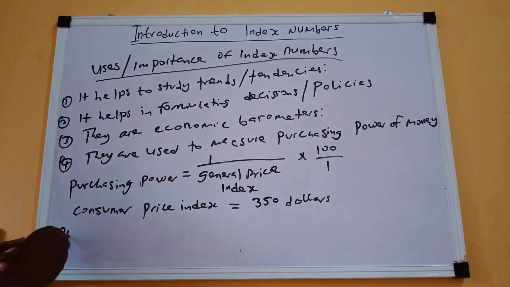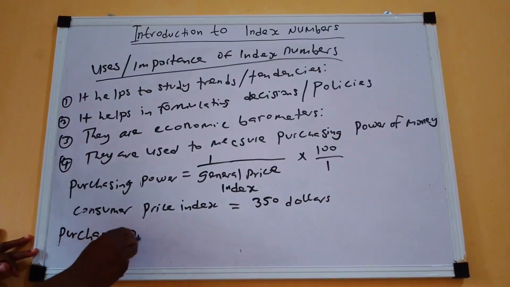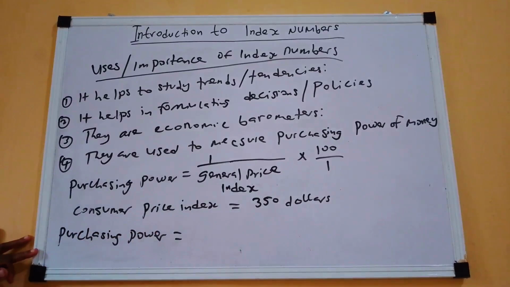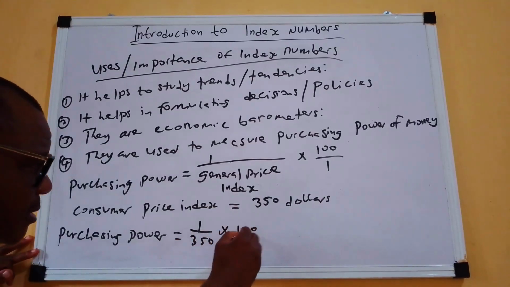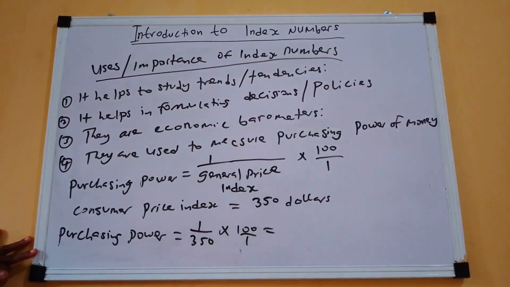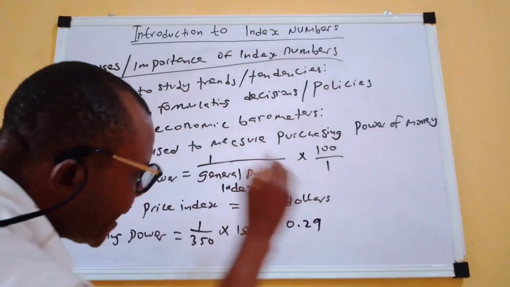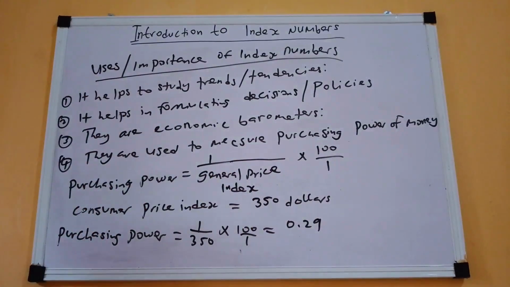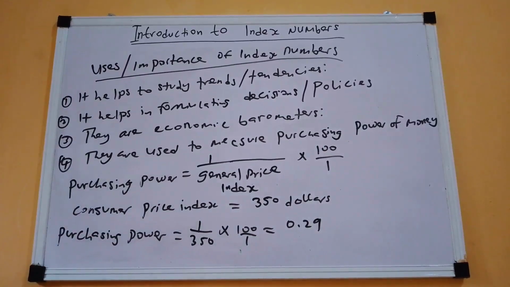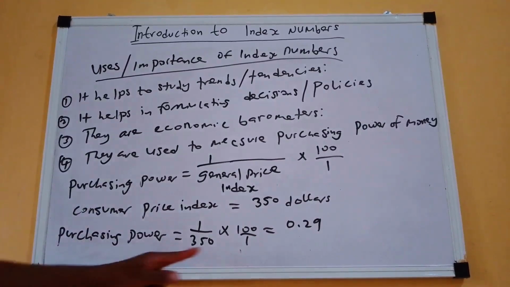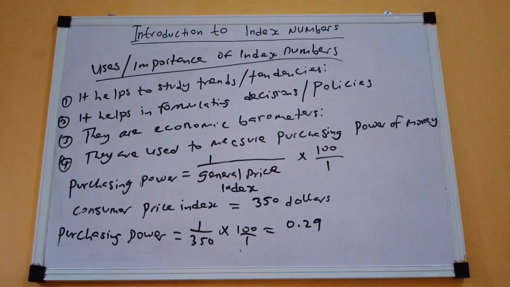So the purchasing power will be equal to 1 upon 350 times 100 all over 1, and that is going to give us 0.29. Now, how do you interpret this? This is the general price index, which is written as the consumer price index. By interpretation, this 0.29 indicates that the purchasing power of a dollar in that given year is 29 cents.